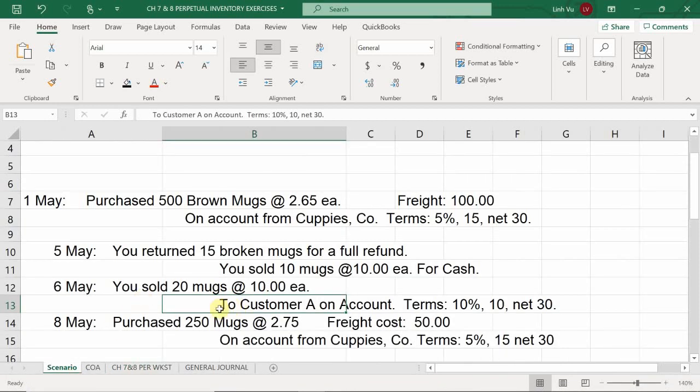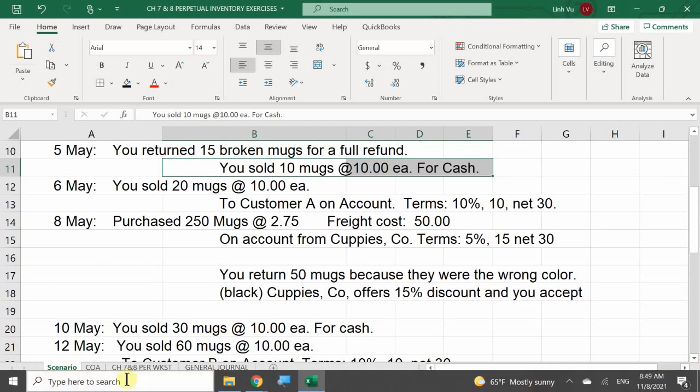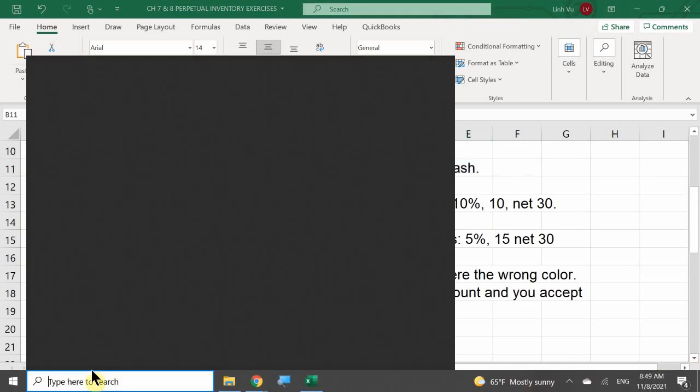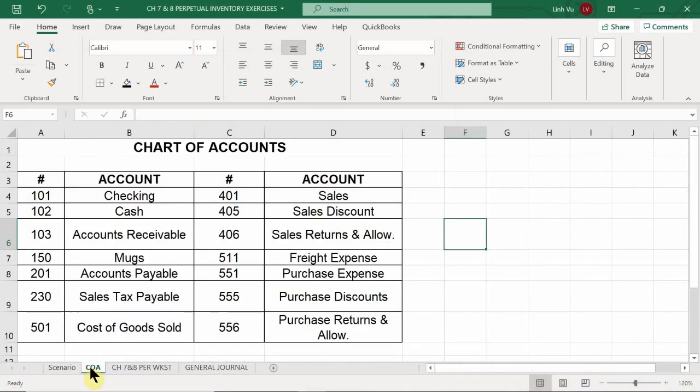So in this case, on the same day, I end up selling 10 mugs for $10 each for cash. Assume that sales tax is 8.25%, because in my chart of accounts, I have sales tax payable. So in this case, we are collecting sales tax. Okay, so how am I going to record this sale?